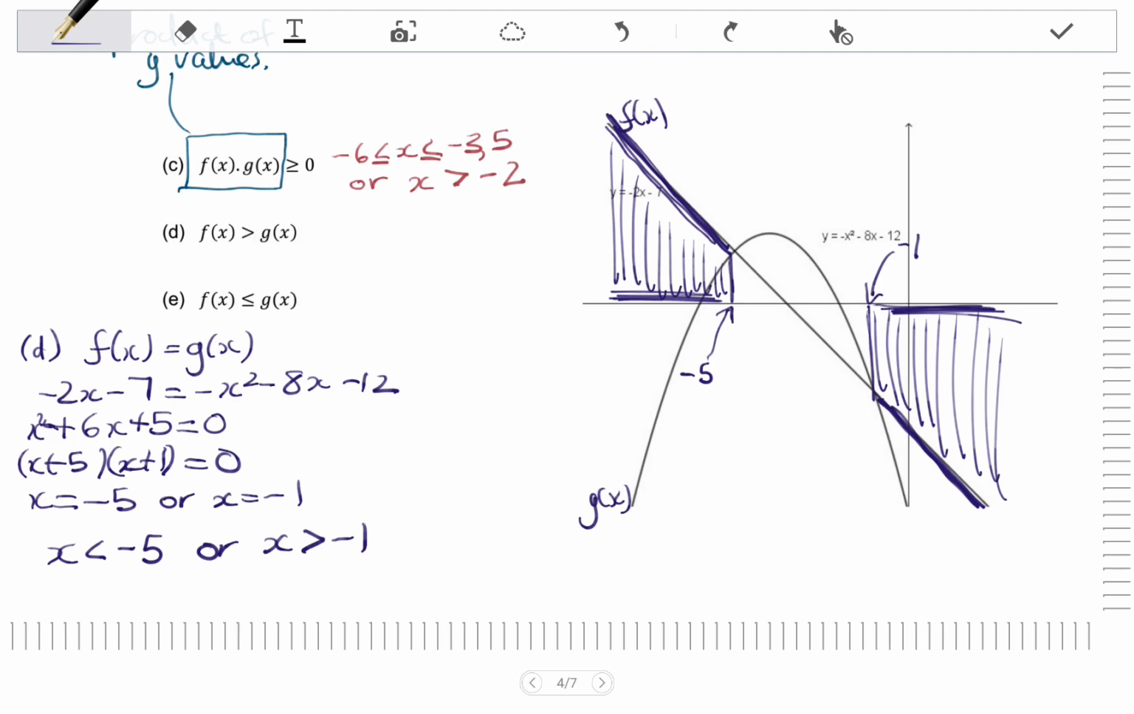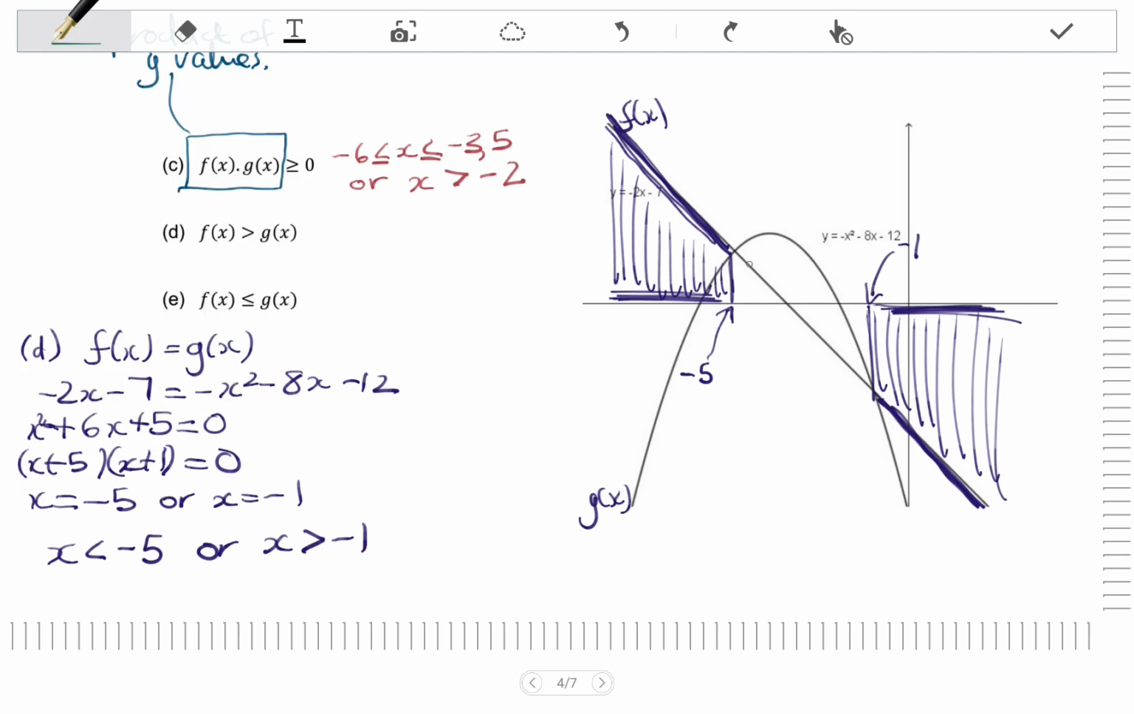Looking at E, now we are interested to know where f of x is less than or equal to g of x. Now f of x is equal to g of x at the points of intersection, but f of x is less than g of x where f of x is below g of x.